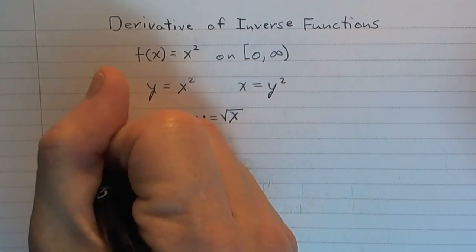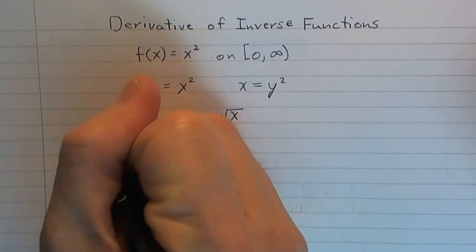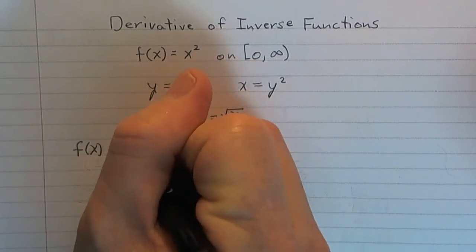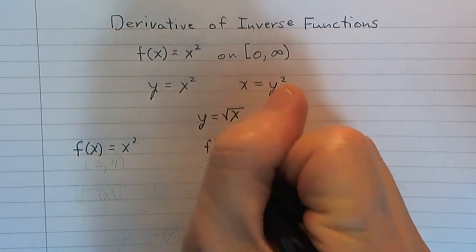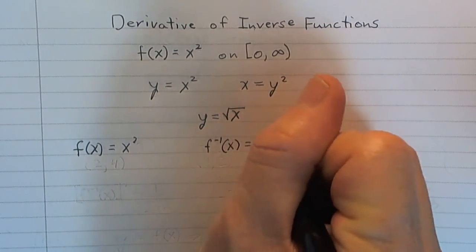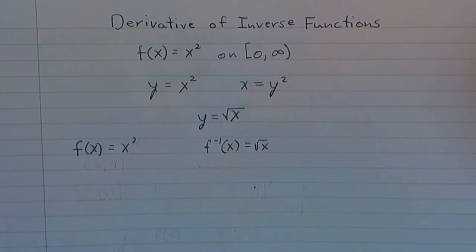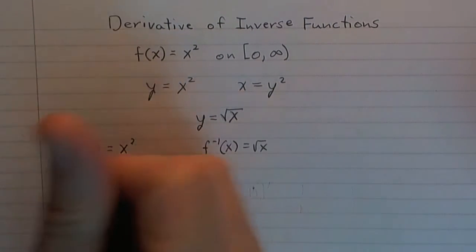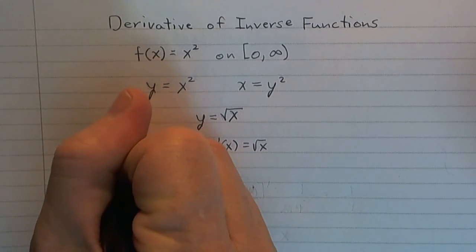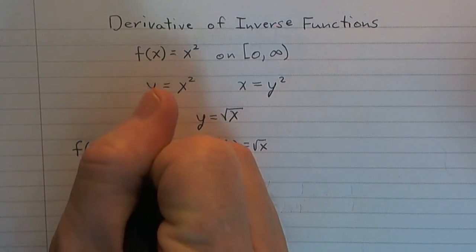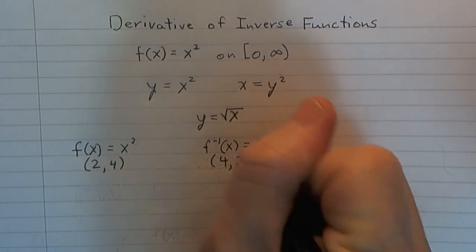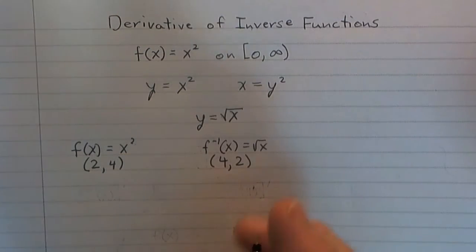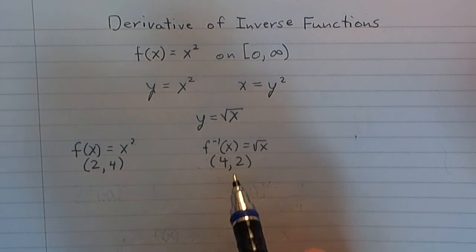Now, let's just think about what we have here. We have f of x equals x squared, and we have its inverse, which is the square root of x on this interval. Now, notice that this function has this point (2, 4), and of course the inverse would have the point (4, 2). See? So we have (2, 4) and (4, 2).